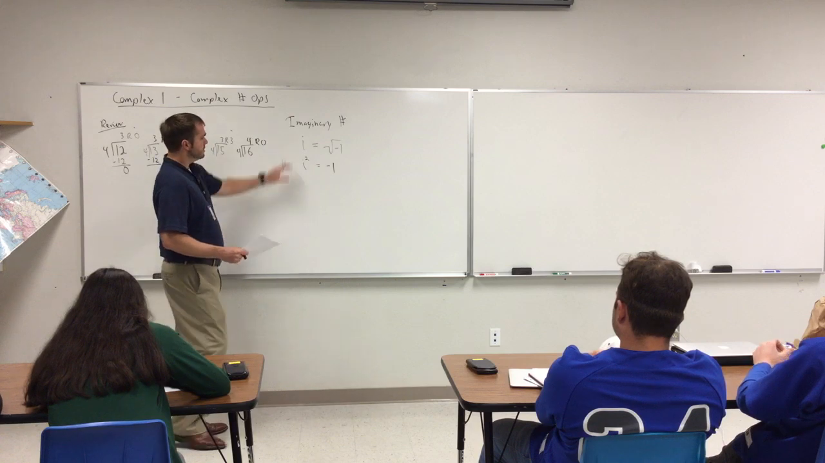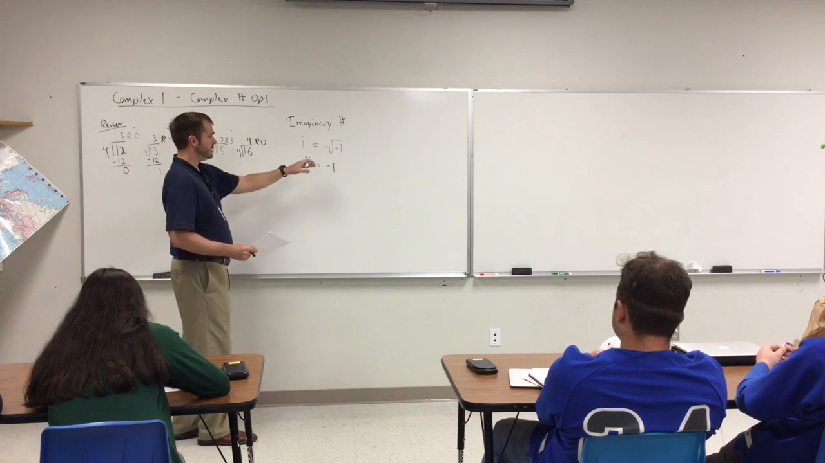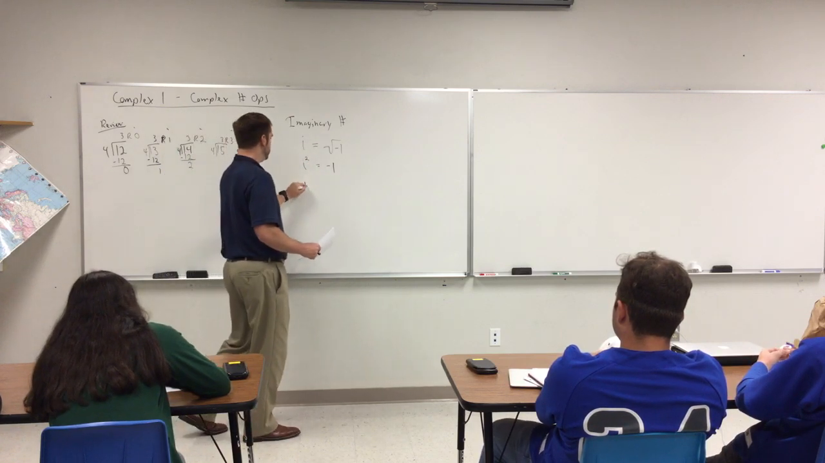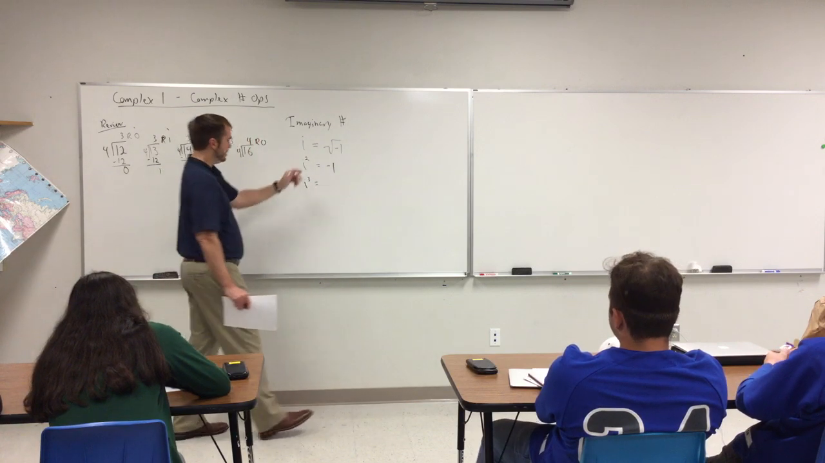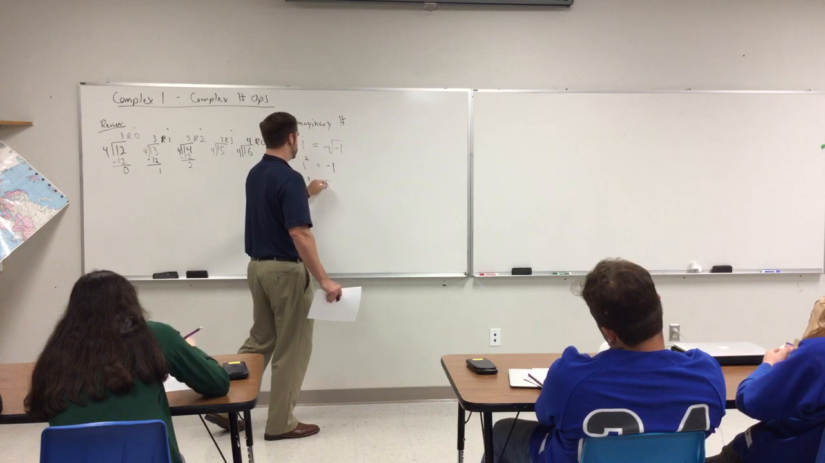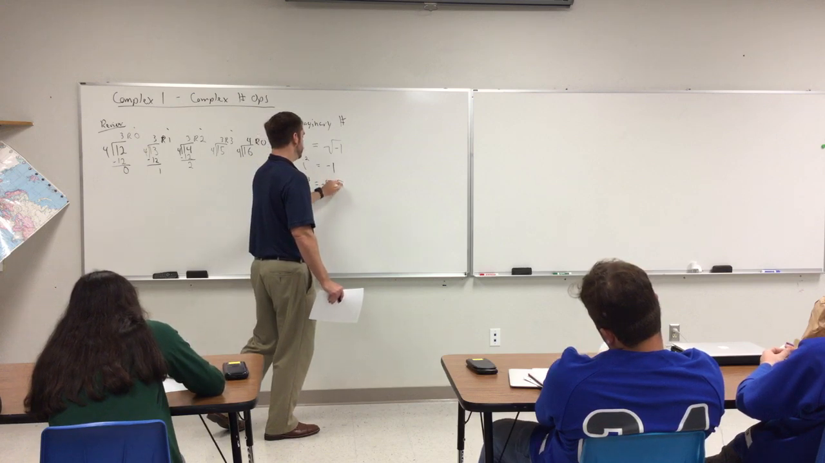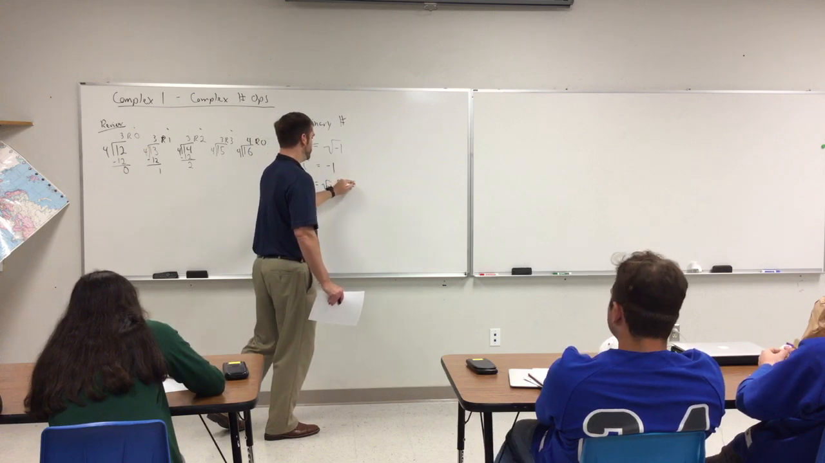All right? So i is equal to the square root of negative 1. i squared is equal to negative 1. So what about i cubed? What would that be? That would be the square root of negative 1 times the square root of negative 1 times the square root of negative 1.